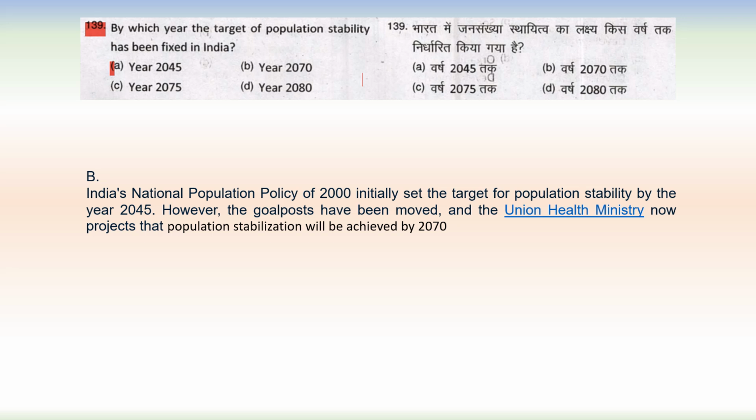Next one. By which year has the target of population stability been fixed in India? India's National Population Policy 2000 initially set the target for population stability by the year 2045. However, the goalposts have been moved, and the Union Health Ministry now projects that population stabilization will be achieved by 2070. So according to the current situation, it is option B, year 2070.